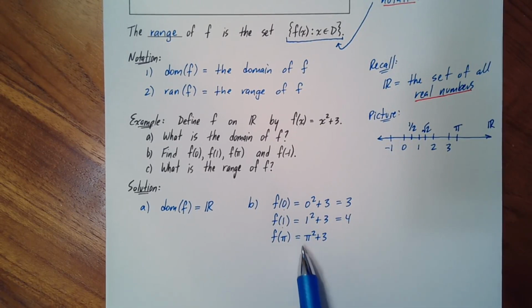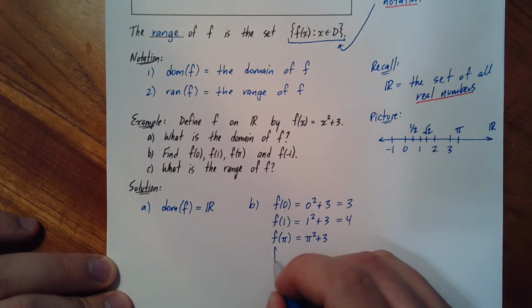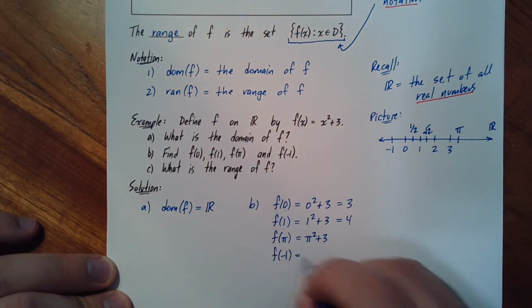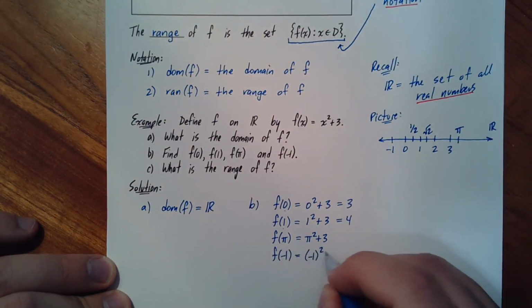So this is completely fine. Pi squared plus 3, that is the exact output value from the function f when you plug in pi. So we'll just leave it like that. Then the last one, negative 1, f of negative 1 equals negative 1 squared plus 3.